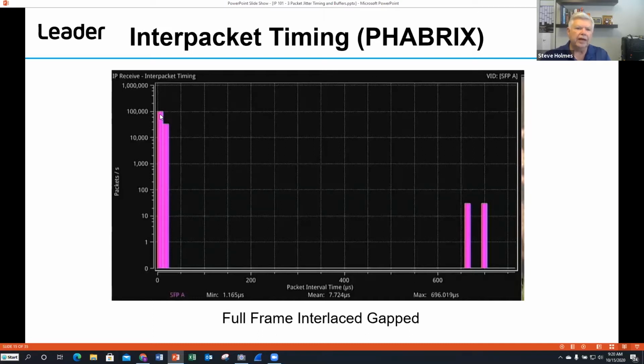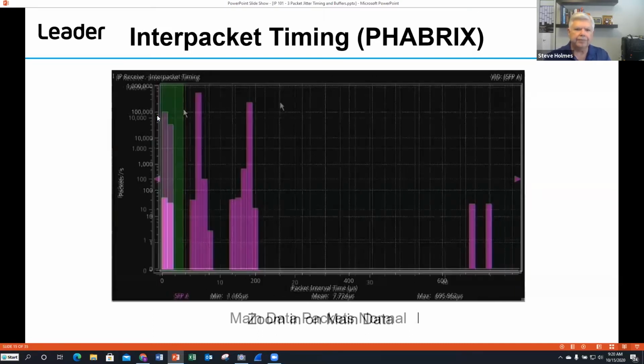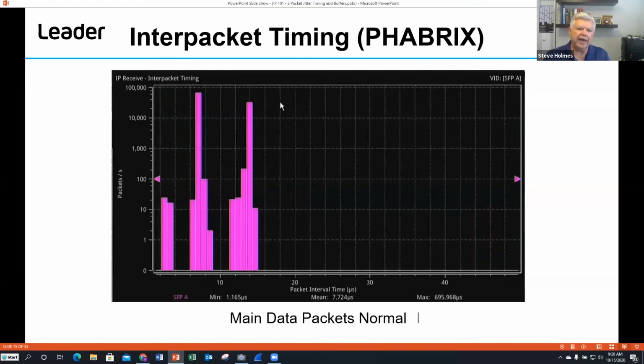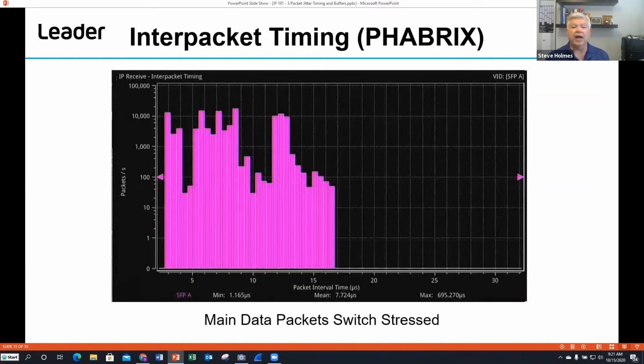But if we zoom in, we can look at the main 2 spikes and see that it's almost a Gaussian shape of the data. Rather than going up the chart for jitter, it's going horizontally for jitter, so it's moving this way for more and more jitter. And as things get stressed, you can see it really widen out as things get stressed more and more on this.